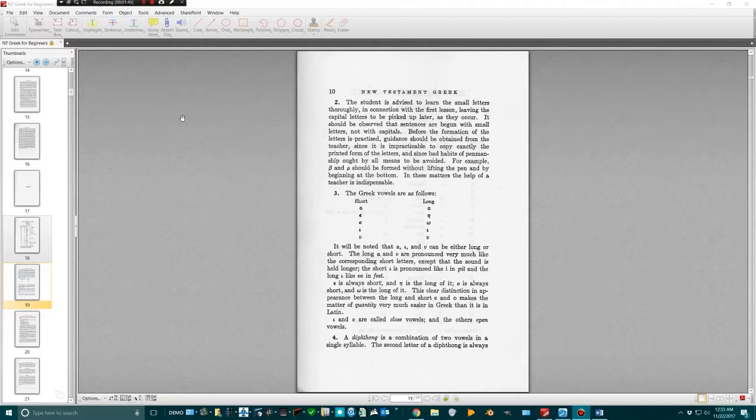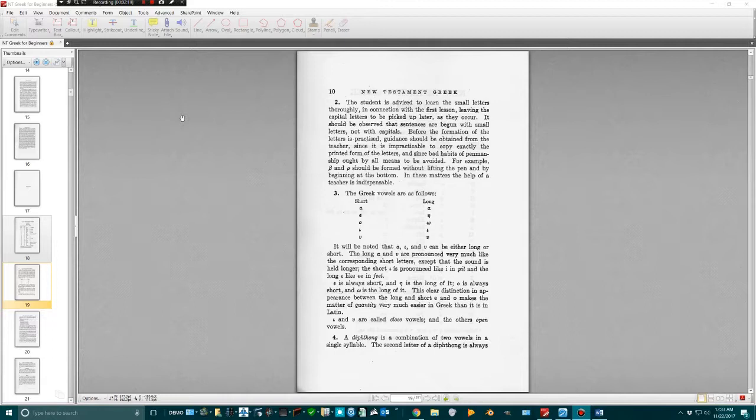Before the formation of the letters is practiced, guidance should be obtained from the teacher, since it's impractical to copy exactly the printed form of the letters, and since bad habits of penmanship ought by all means to be avoided. For example, beta and rho should be formed without lifting the pen and by beginning at the bottom. In these matters, the help of a teacher is indispensable. If I could figure out how to do it, I'd be glad to show you how to write the letters.